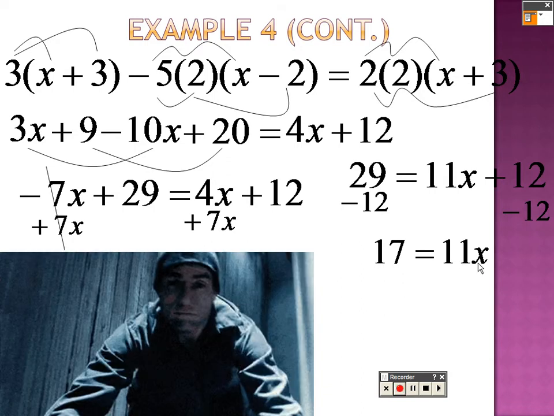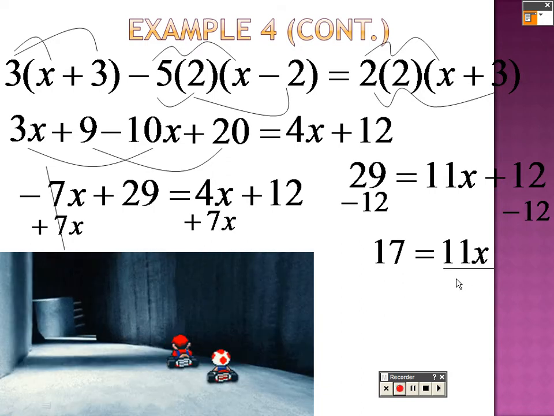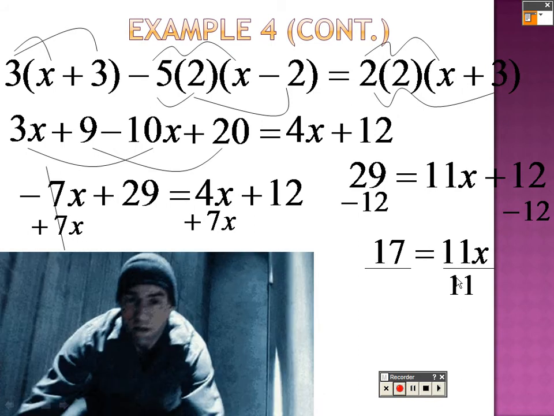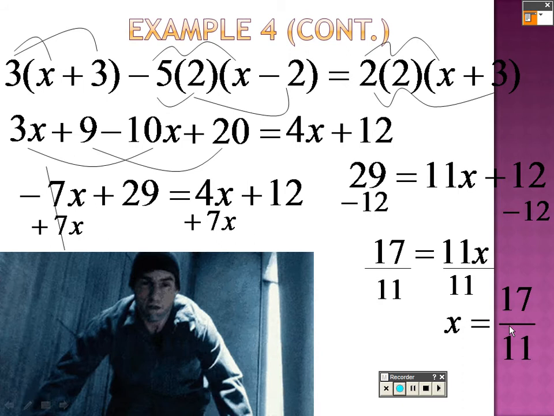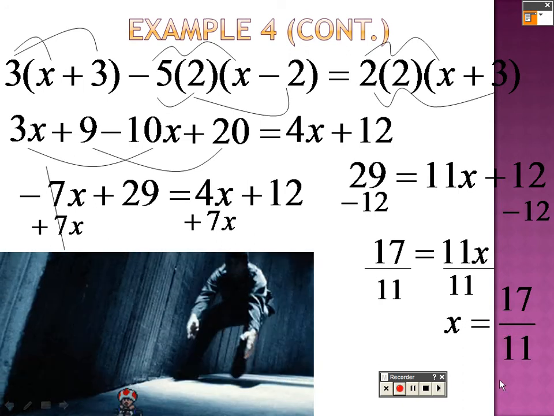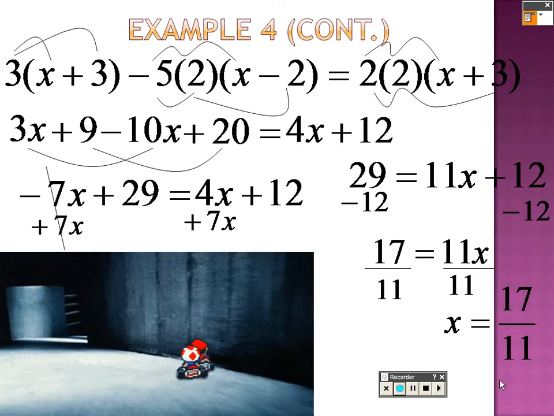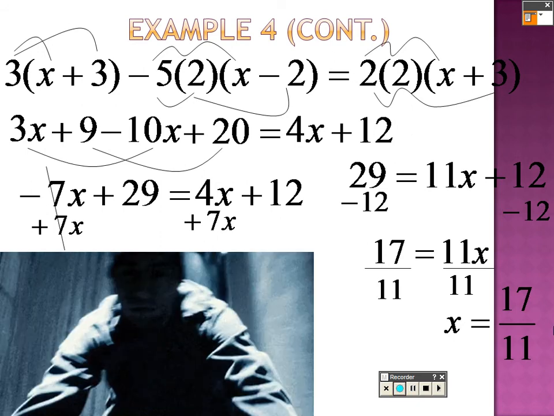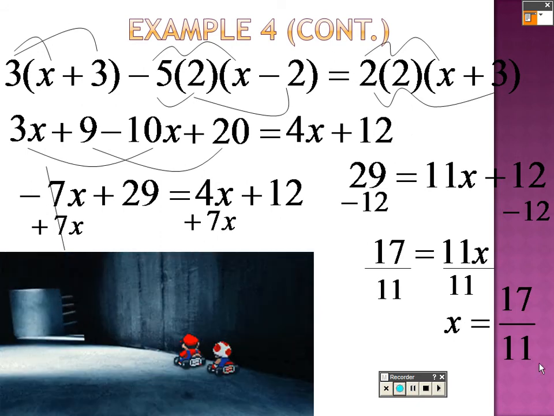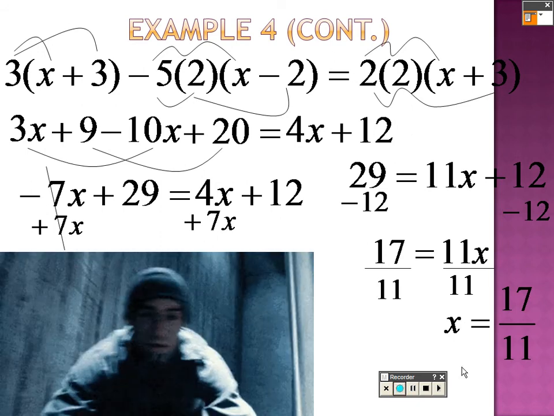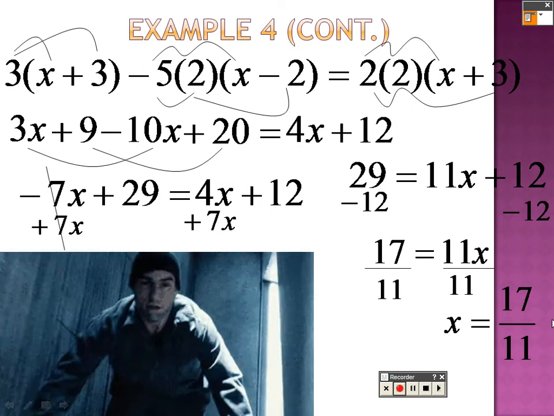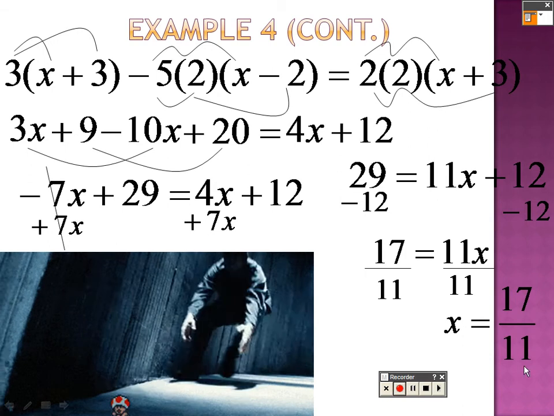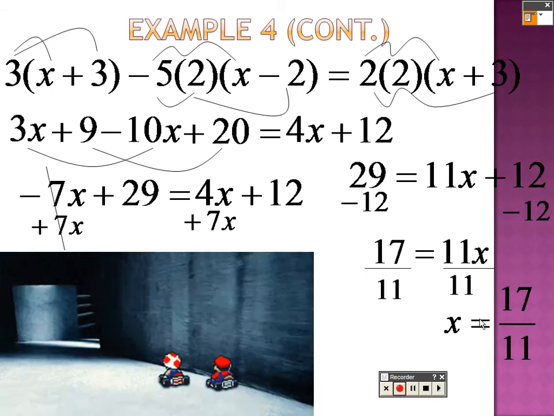Since it's 11 times x, I'm going to divide both sides by that 11, and I end up with 17 over 11. Now, you got to make sure you check your answer, and this is where the bottom comes into play. You have to plug this answer in on the bottom to see if it works for all those factors. If this works on the bottom, because remember, you can't have a 0 in the denominator, then this is the right answer.